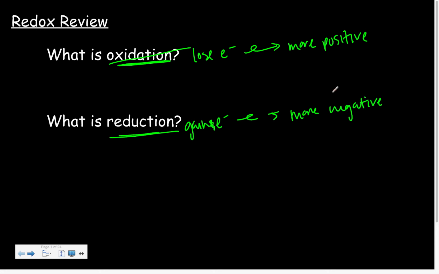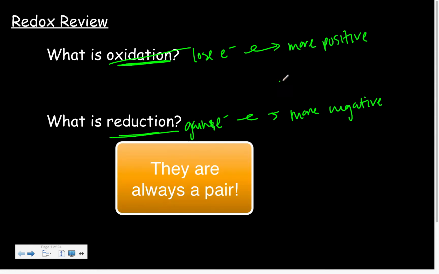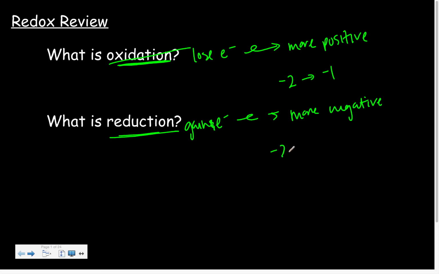Now here it's really, really important. Becoming more positive doesn't even mean it has to become positive. If we go from -2 to -1, that becomes more positive. Likewise, down here, if we go from -2 to -6, that becomes more negative, yes? All right. So anyway, that's a quick review of redox.